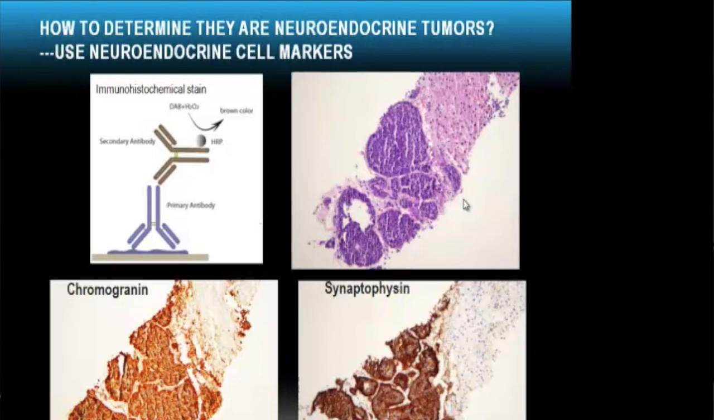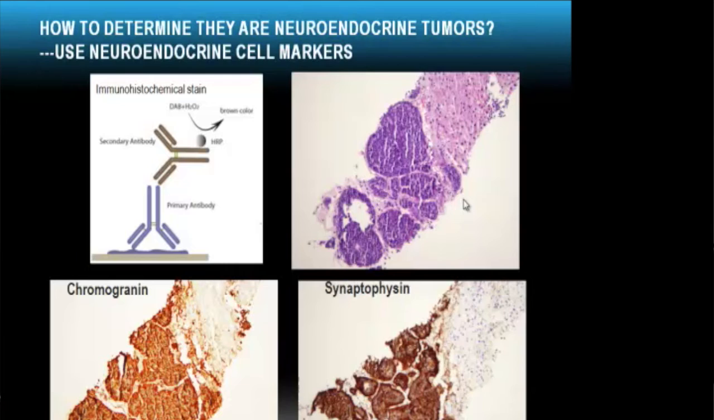So what are immunohistochemical stains? I just show you a figure here. Just to show you how the immunohistochemical stain is done. For example, this is a molecule on a cell surface. And in the reaction, you will add an antibody called a primary antibody, which can recognize that molecule on the cell surface and then bind to the cell surface. And then after this reaction, you add another antibody called a secondary antibody.